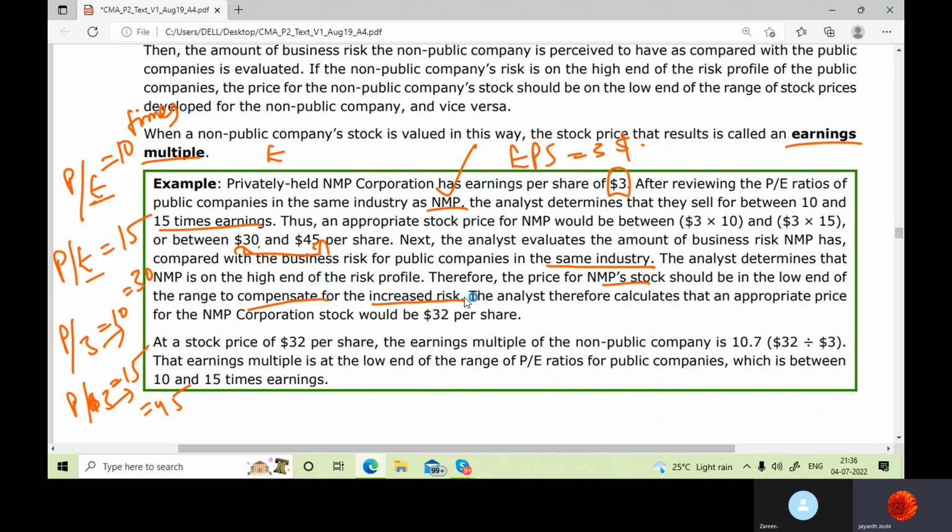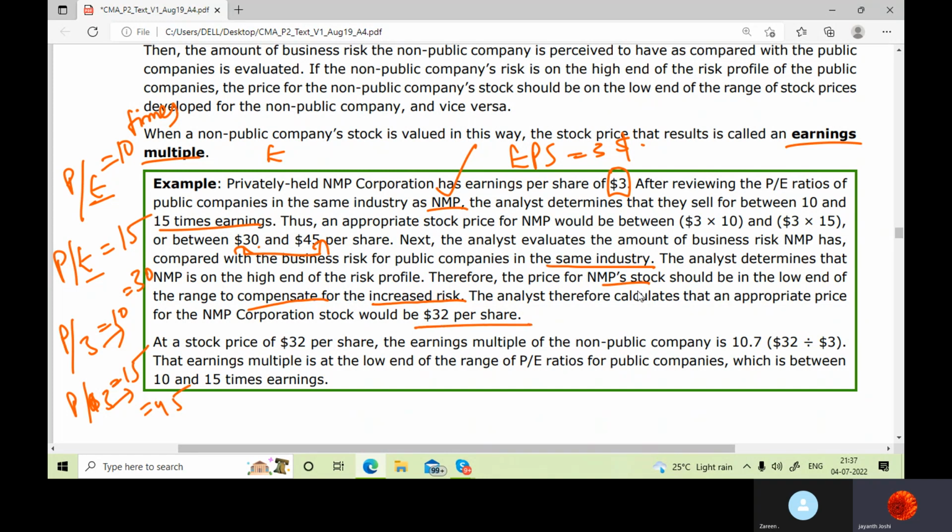Since the risk is high in NMP stock, the returns you want should be more. But when you want more returns, the stock price would definitely be less. High risky stocks, the majority of people are reluctant to buy. They don't want to buy. So to push that stock, since the risk is very high for people, they reduce the stock value. See, it is all a demand-supply game, correct? Analyst therefore calculates that an appropriate price for NMP would be 32.